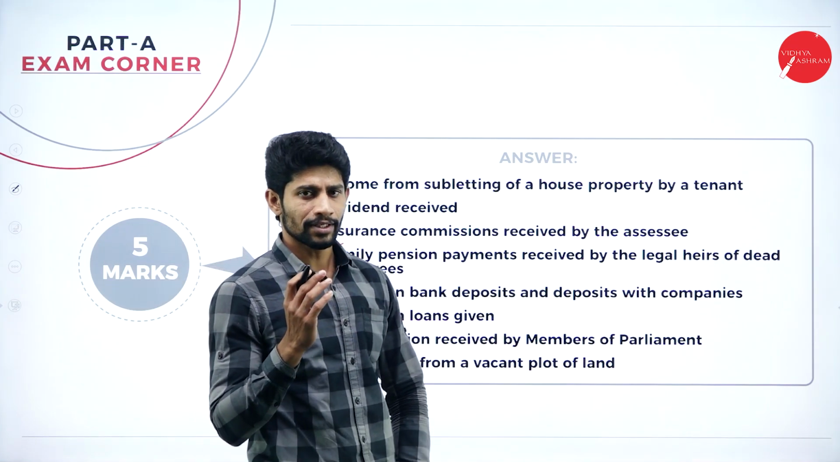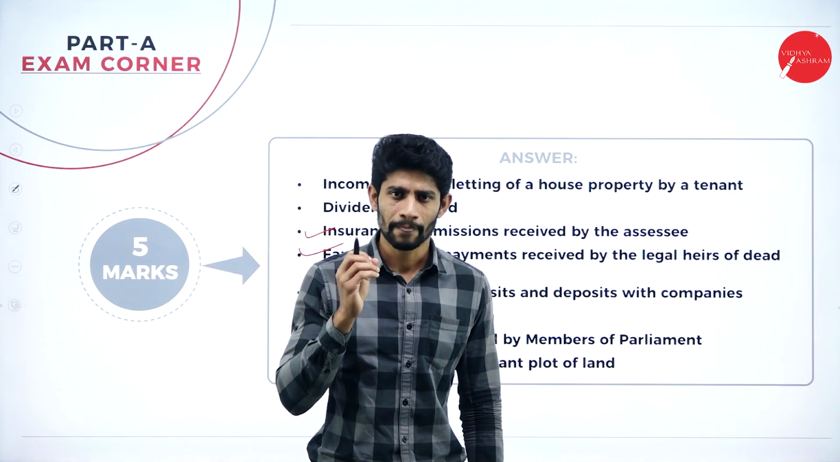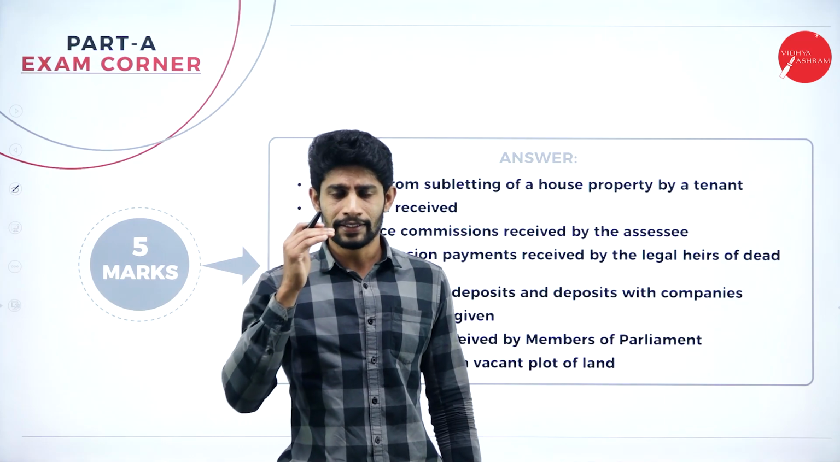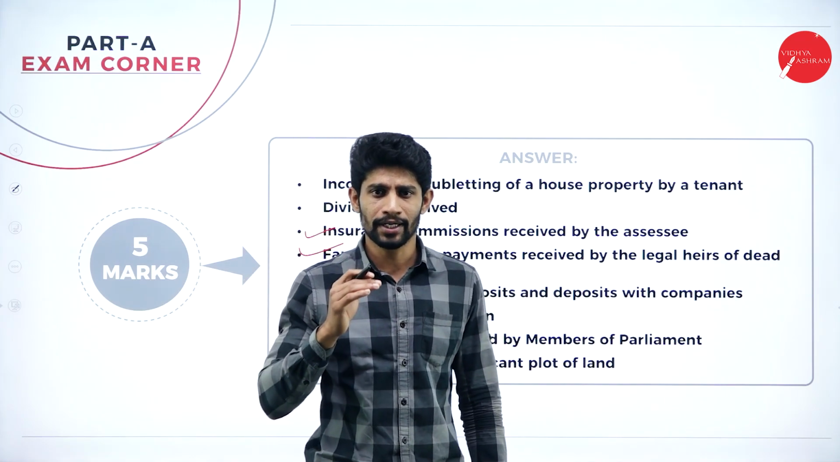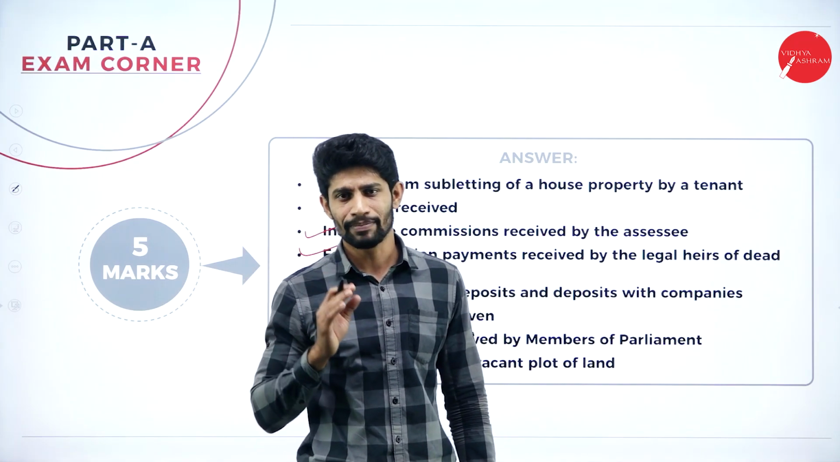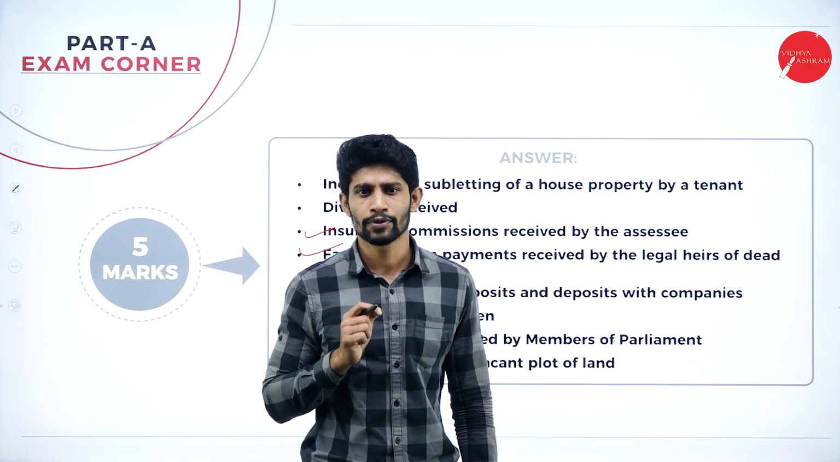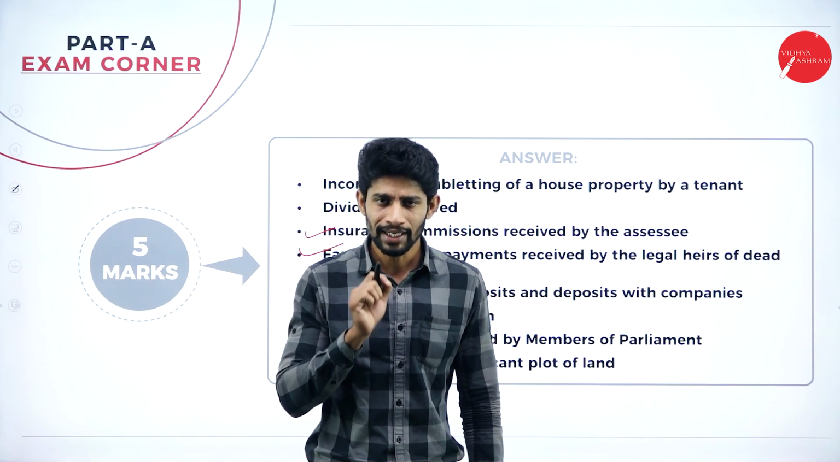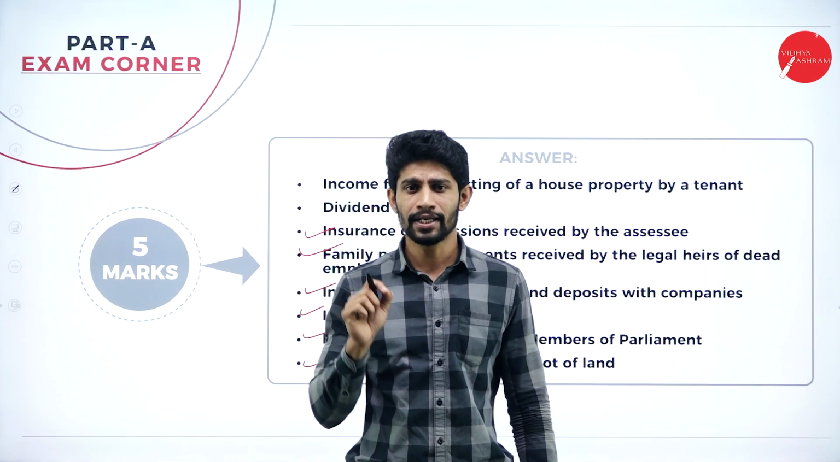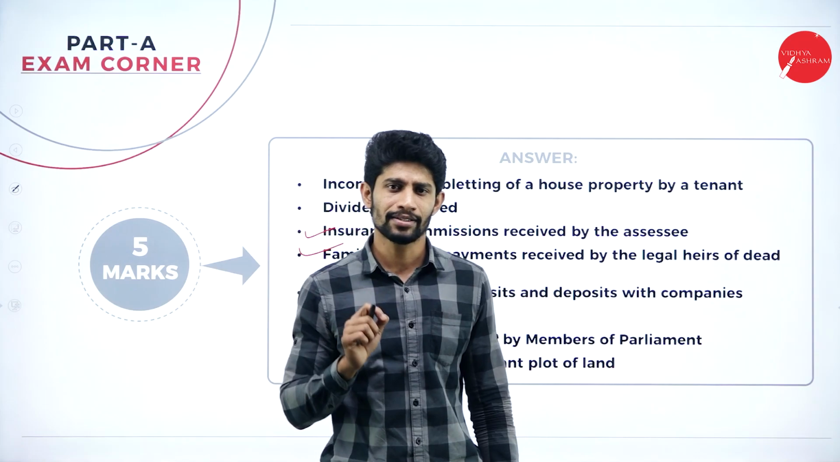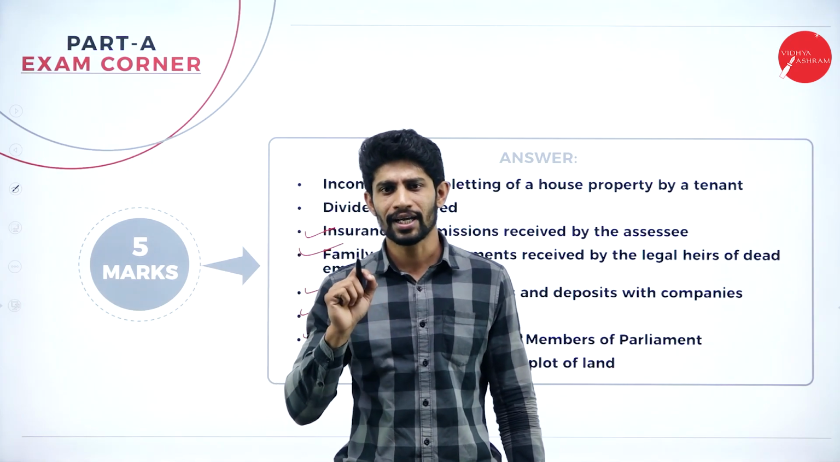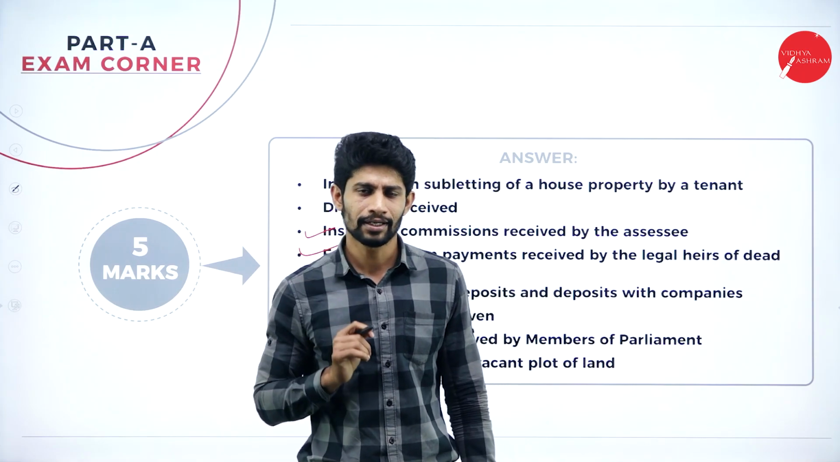So they will ask you 6 questions, you will attend any 4 questions, and you will score 20 marks. Once again I'm explaining the weightage of the paper: 80 marks. In part A you are supposed to attend 4 questions which carry 5 marks each, totally 20 marks. In part B you will attend any 3 questions which carry 10 marks each, totally 30 marks. In part C you will attend any 2 questions which carry 15 marks each, totally 30 marks.